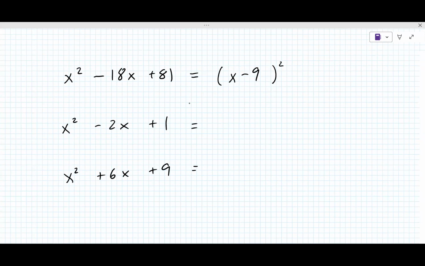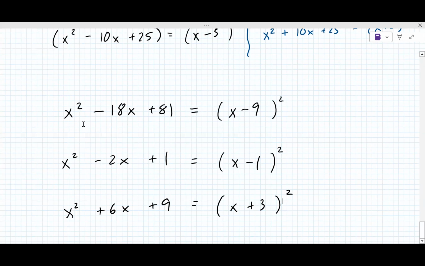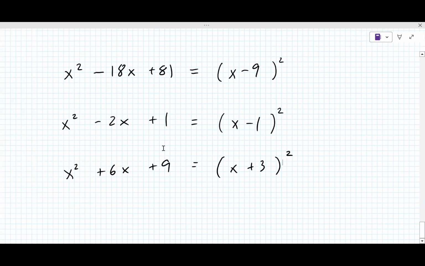Good. Okay, how about for the next one here? X minus 1. Good. And the last one? X plus 3. You got it. So these aren't very difficult when I say, hey, it's a perfect square trinomial. If I tell you what it is, you know how to do it. The challenge is when I give you a bunch of them that are mixed together that you may not be able to do this.